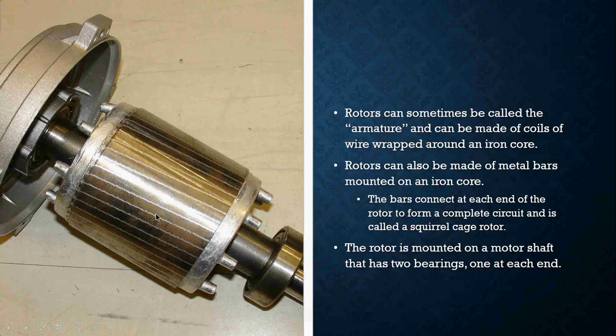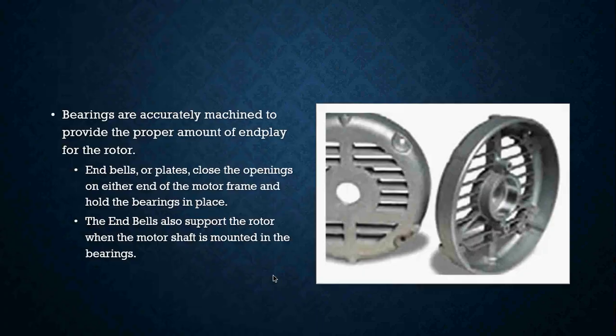Okay, so the rotor, when it sits inside the motor, is mounted on the motor shaft that has two bearings, one on each end. You can see the bearing here, and you can see the bearing here. That is also very important to know. Bearings are accurately machined to provide the proper amount of end play for the rotor.